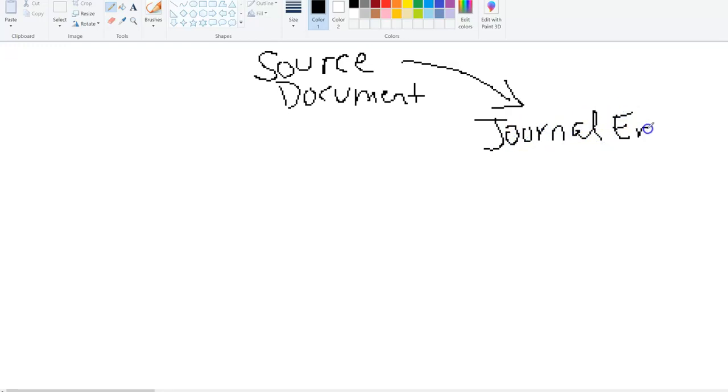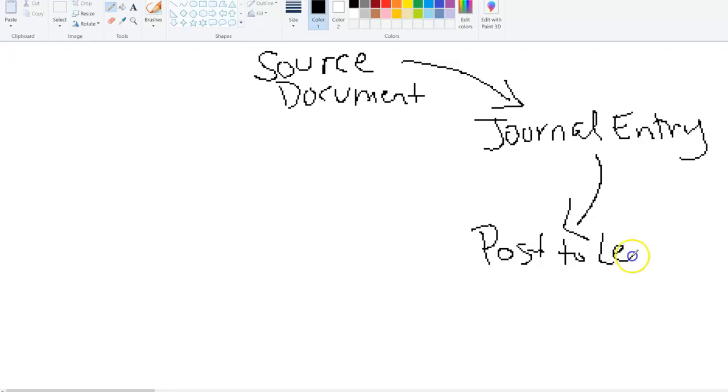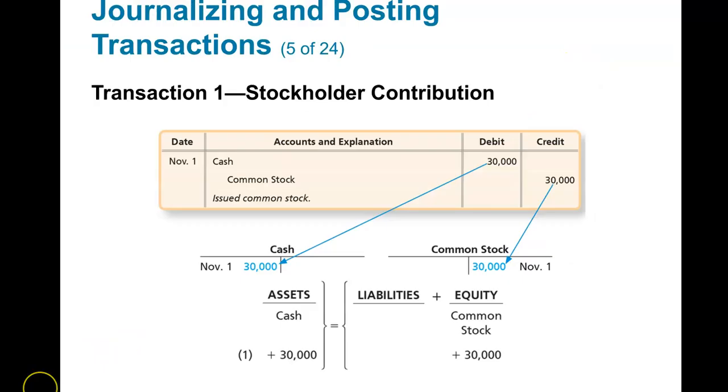Okay, so that's what we're going to learn. We're going to prepare journal entries, and then after the journal entry, we post to the ledger. Now we've seen a little bit of that. We've looked at T accounts. That's an example of the ledger page. And we've learned how to record in the ledger and how to find the balance in the ledger. So we're going to back up a little bit and look at the first couple of steps.